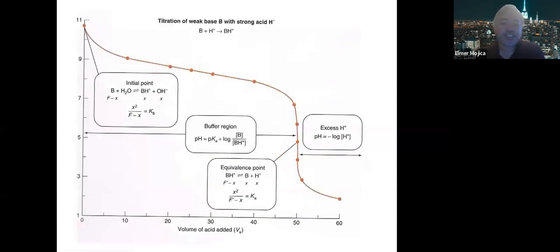Now, if you do it the other way around, which we have not discussed, titration of a weak base with strong acid is the same. So the initial point, you solve it like a weak base problem. And then before the equivalence point, they act as a buffer. And then at the equivalence point, it is the hydrolysis of the salt, or the pH of the salt, however you get that. And then for the excess H plus, you just have to get the concentration of H plus and then get the negative log of that to get the pH. So this is the summary of how we solve titration problems.